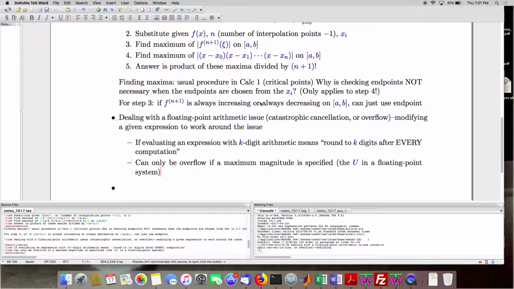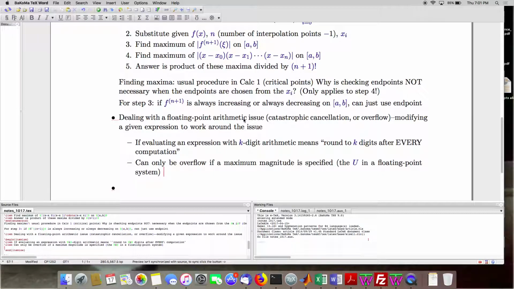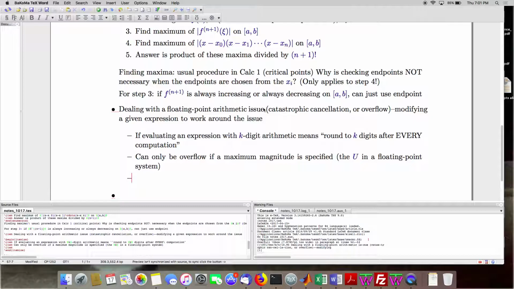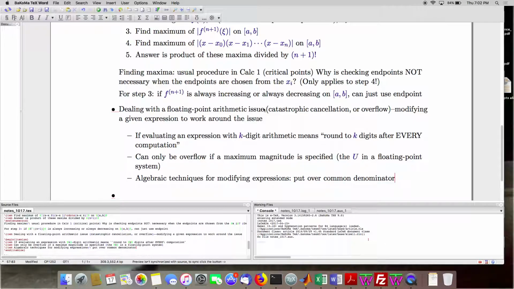Now, once you've identified what is wrong with the expression from a floating point arithmetic standpoint, what can you do with it? Algebraic techniques for modifying expressions. Here are a few, not meant to be an exhaustive list, but it gives you the idea. Put over a common denominator. That came up on homework 3. You had 1 over 1 plus x minus 1 over 1 minus x, or I think it was vice versa, actually. Yes, it was vice versa. You put everything over a common denominator, and that eliminated cancellation error.